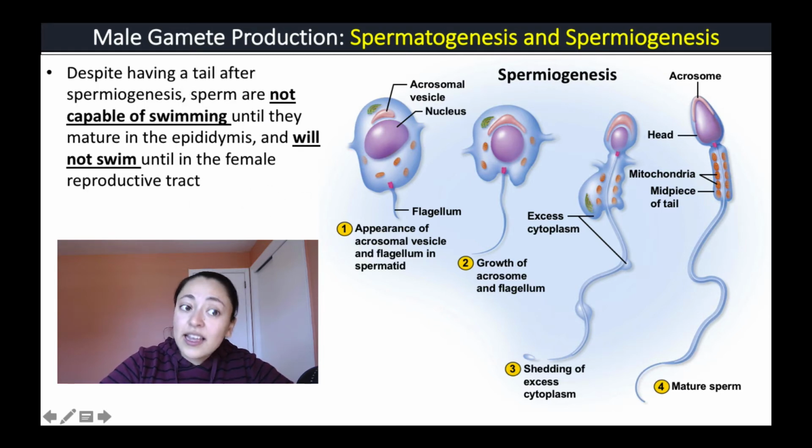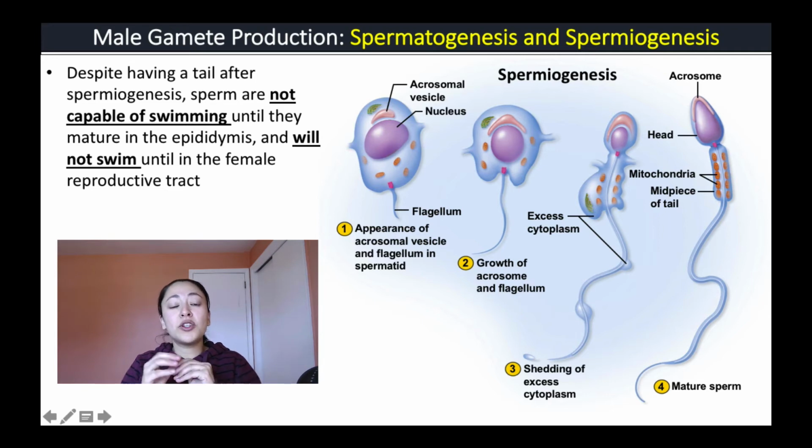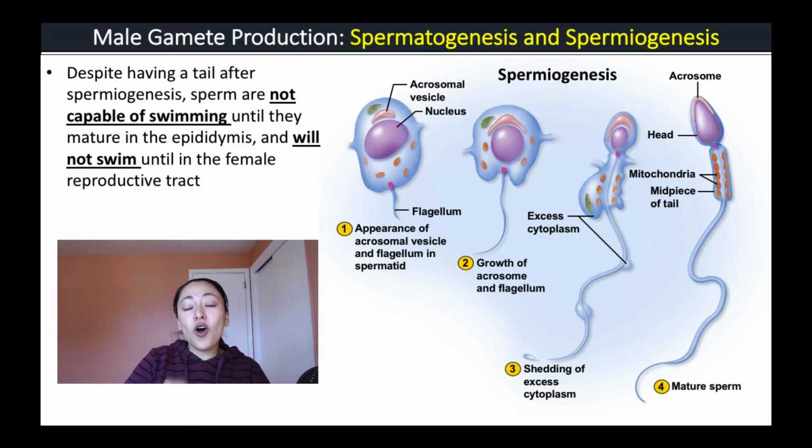Despite having a tail after spermiogenesis, however, I want to remind you that the sperm are not capable of swimming until they mature in the epididymis. And even though they are capable of swimming after maturing in the epididymis, they will not actually swim at all in the male reproductive tract. Sperm do not swim until they enter the female reproductive tract.